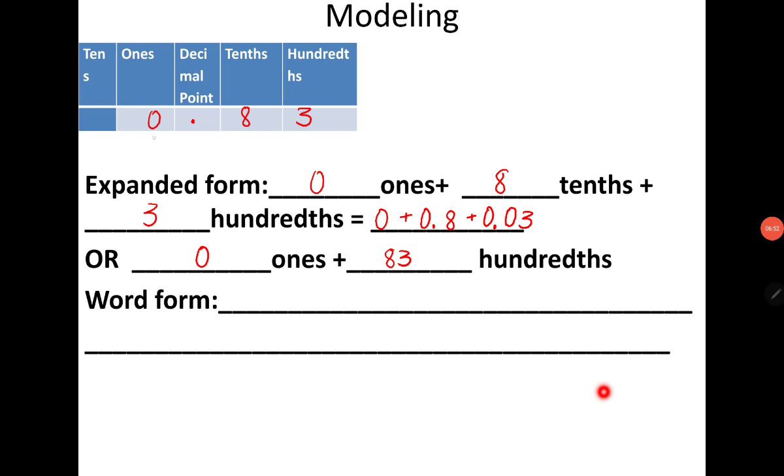Okay, in word form, remember we would read this as 0 and 83 hundredths. So that's just what we write out. And remember that we could also just say 83 hundredths, and that would still be considered correct.